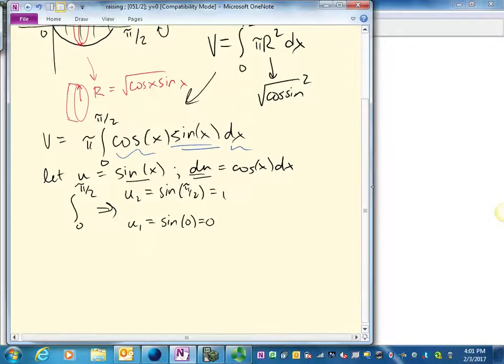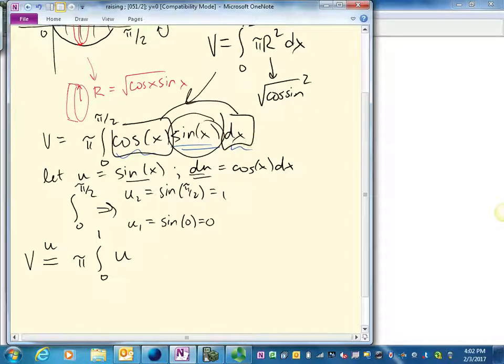Changing my integral using my u substitution, I have my volume in terms of u. The pi is a constant, so it can stay out front. 0 to 1. Sine is u. Cosine and dx together are du. Super nice integral.